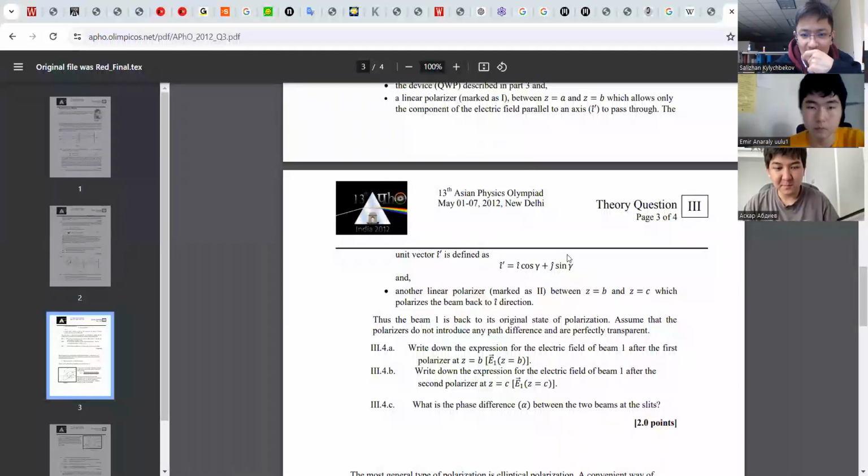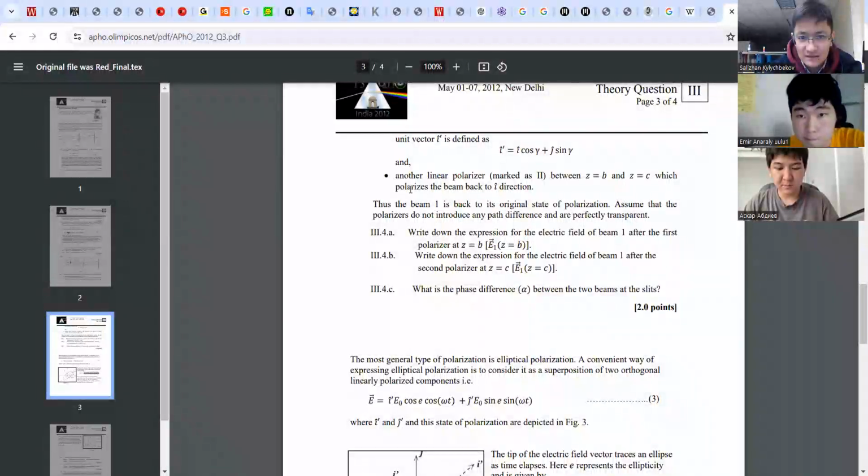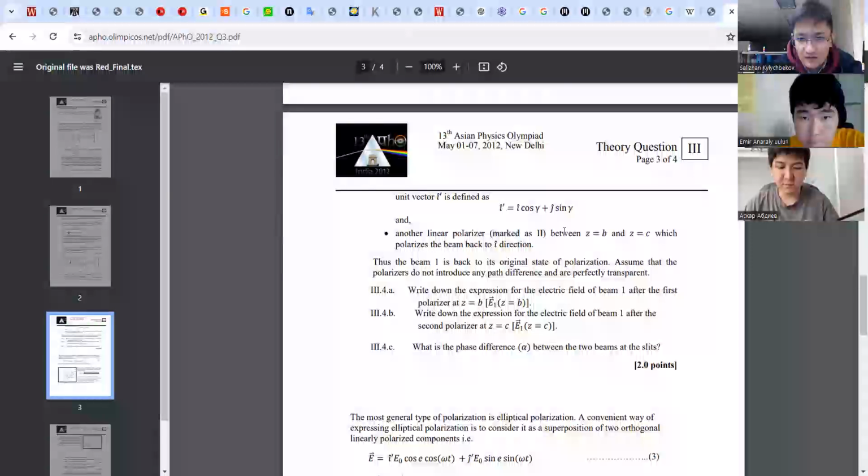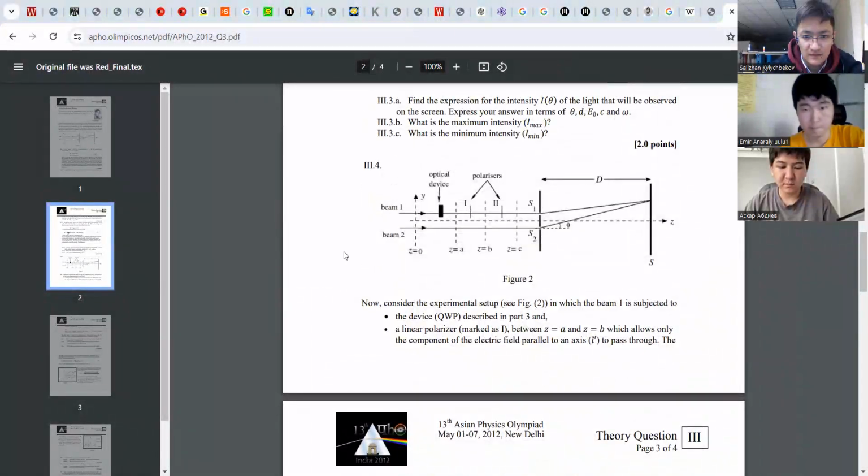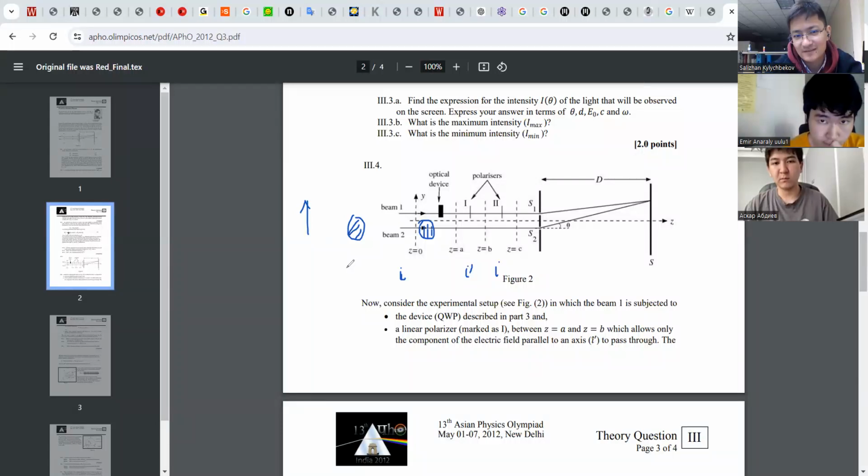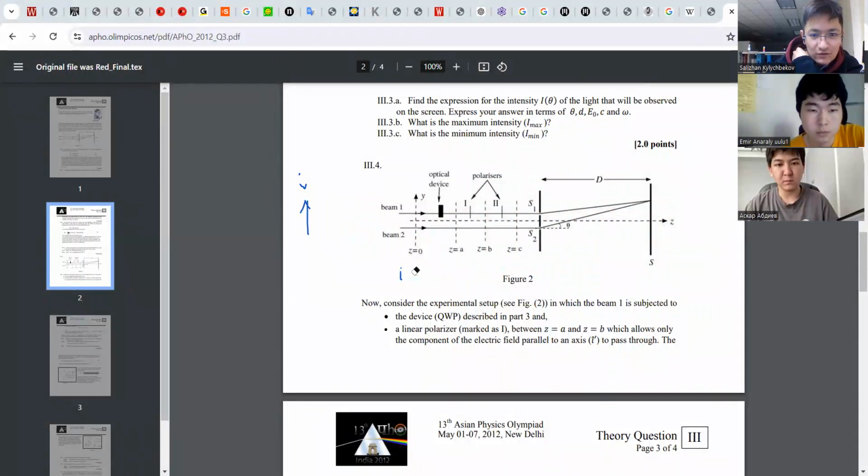So yeah, let's go back. What is the problem asking? The problem is asking: another linear polarizer is added at z equal to b, which polarizes the beam back to I direction. You have I coming at first. The first polarizer flips it to I prime, the second polarizer flips it back to I. Basically, you have the electric field, you have a polarizer, and it's polarizing back into small I prime. The angle in both cases is gamma. That's all you need to know.